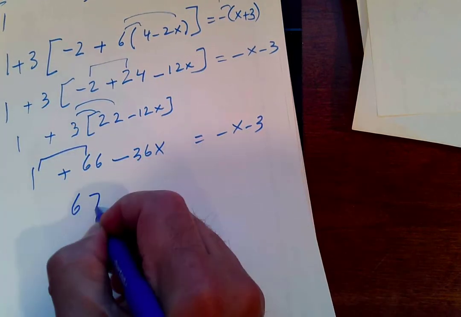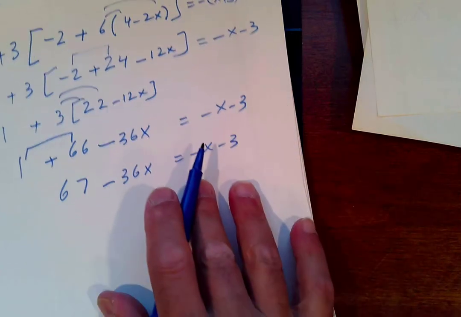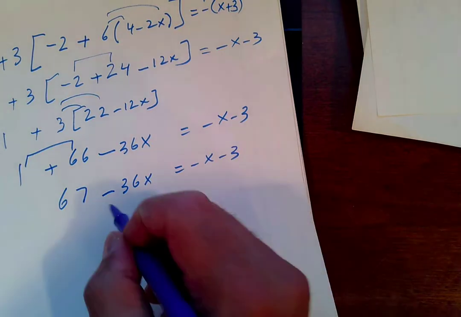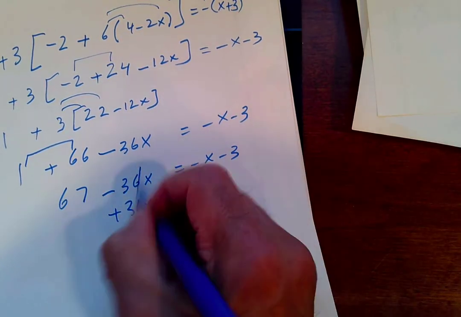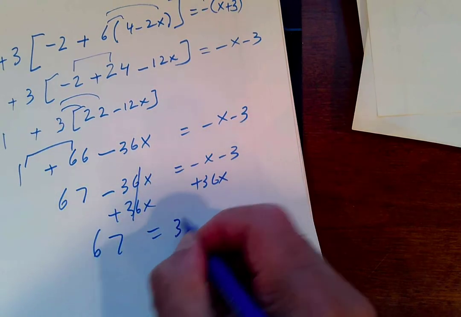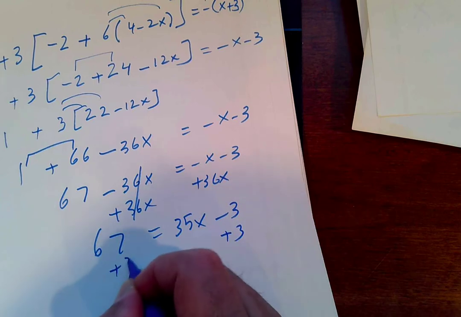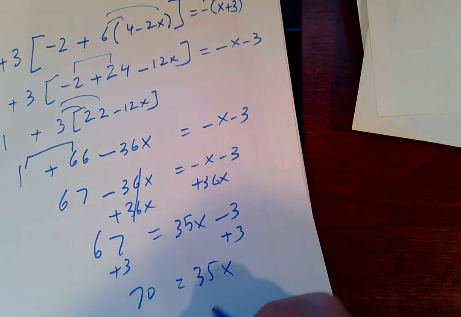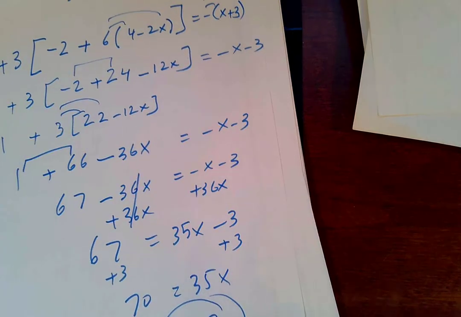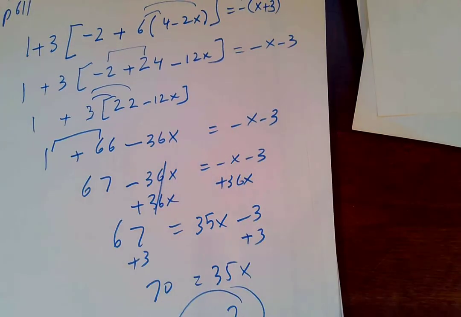1 plus 66 is 67. Everything else comes down. Add 36x. So we get 67 equals 35x minus 3. Then we have to add the 3 to both sides. We get 70 equals 35x. Divide by 35, we get x equals 2. x equals 2.